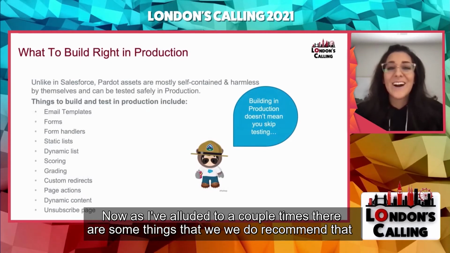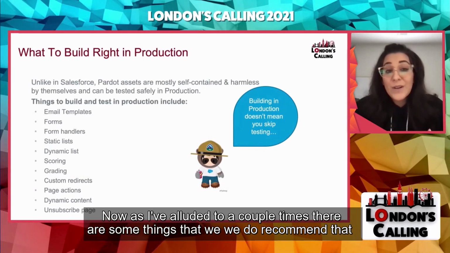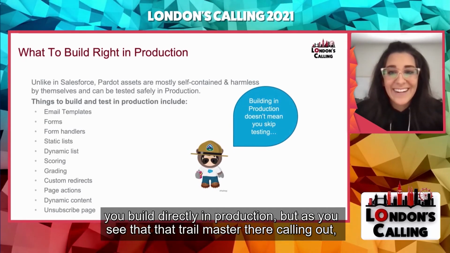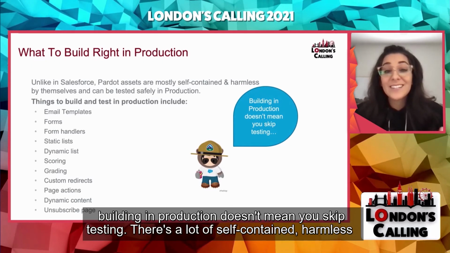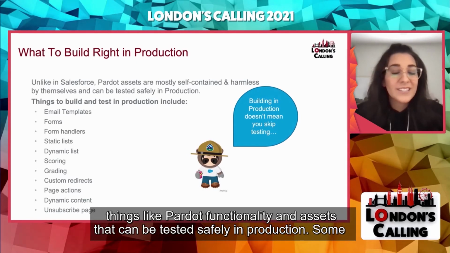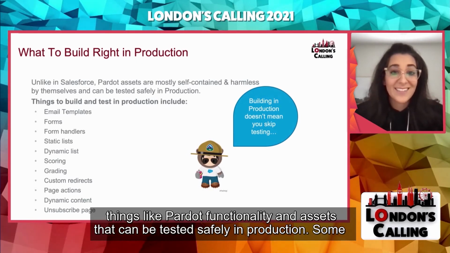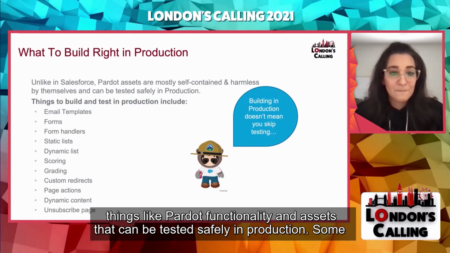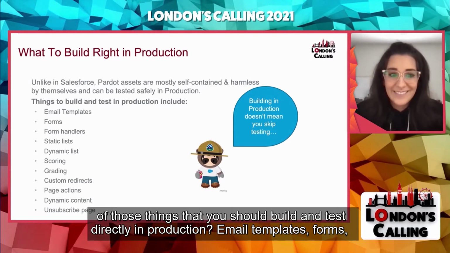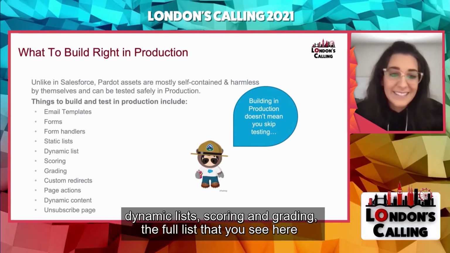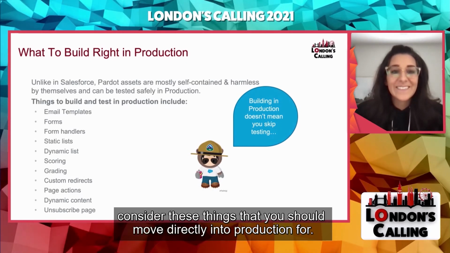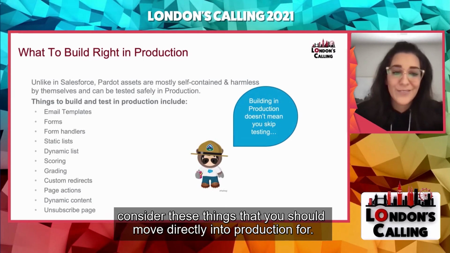Now, as I've alluded to a couple of times, there are some things that we do recommend that you build directly in production. But as you see that trail master there calling out, building in production doesn't mean you skip testing. There's a lot of self-contained, harmless things like in Pardot functionality and assets that can be tested safely in production. Some of those things that you should build and test directly in production: email templates, forms, dynamic lists, scoring and grading. The full list that you see here, consider these things that you should move directly into production for.